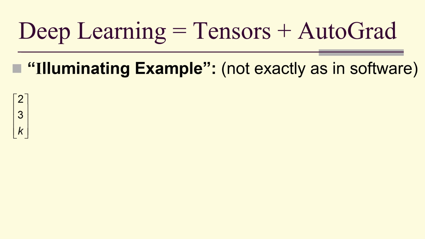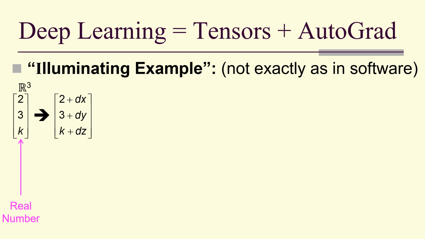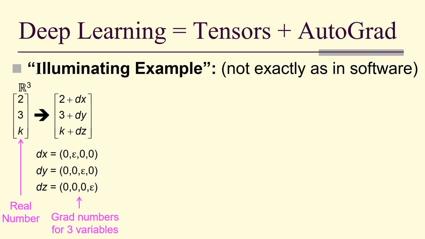Suppose we have 2, 3, k. So k is just a real number, and this is just a vector in R cubed, in R3. But with grad numbers, we have 2 plus dx, 3 plus dy, and k plus dz. So my dx here is 0, epsilon, 0, 0, and dy is 0, 0, epsilon, 0, and dz is 0 and epsilon at the end. So this is grad numbers for 3 variables. This is what we would look at. So we would get this expression.